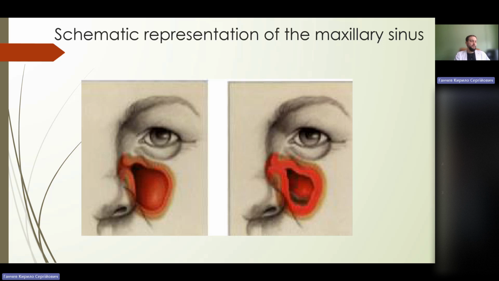Schematic representation of the maxillary sinus. Here we see the normal sinus on the left picture and the inflamed maxillary sinus on the right picture, where you can see the edema of the mucous membrane. You can see the secretion, just a mucous liquid, right, on the bottom of the sinus. That is a problem. And the hiatus, or the connection between the sinus and the nasal cavity, is the middle meatus.